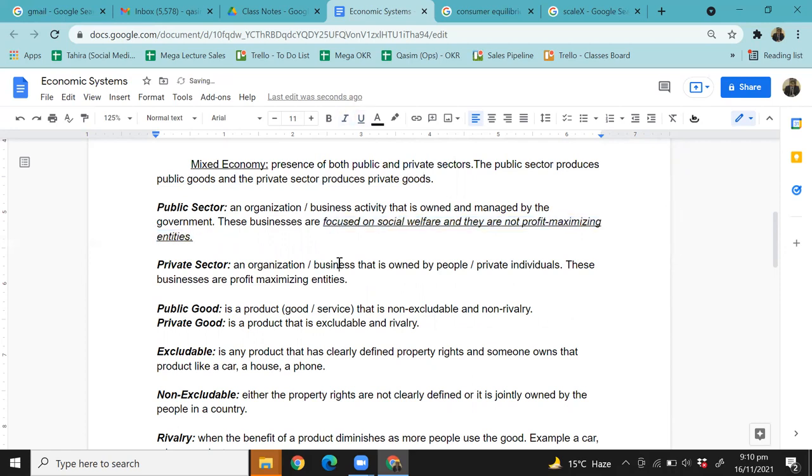Is this simple? On the other hand, private businesses are owned by individuals. Mega Lecture is a private business. McDonald's is a private business. The car producing companies in your countries are private businesses. The clothes manufacturing businesses are private businesses, right? So what is their aim? Their aim is simply to maximize their profits. As simple as that. Yes or no?